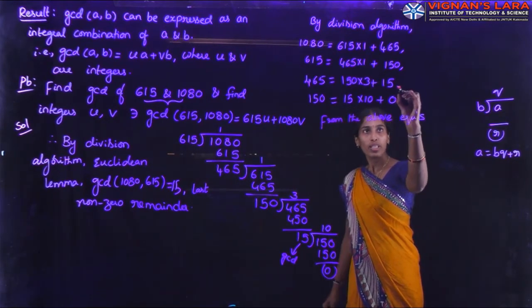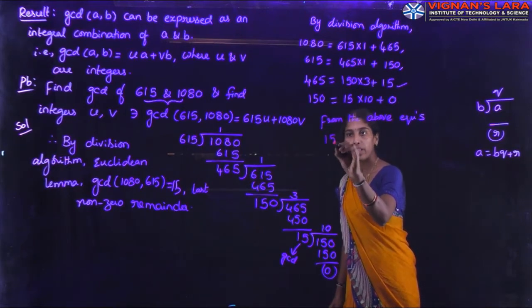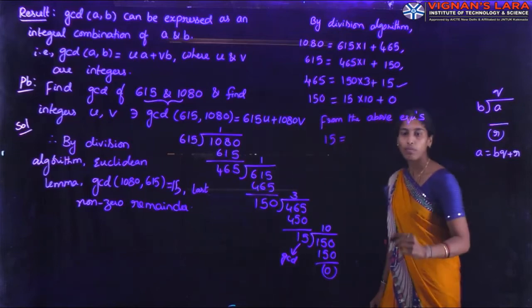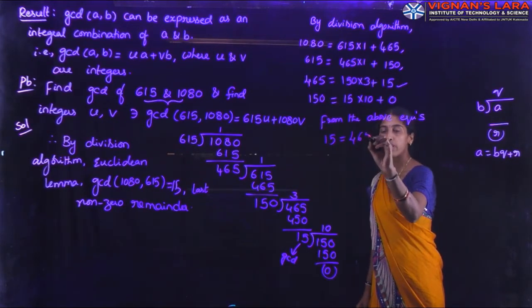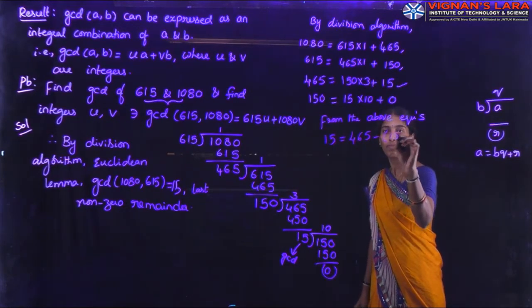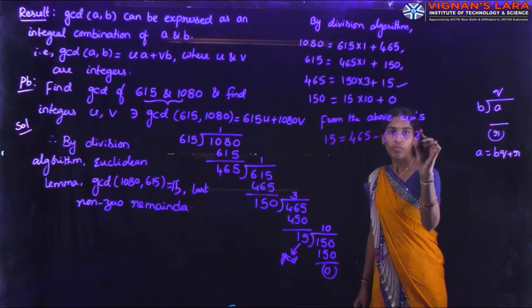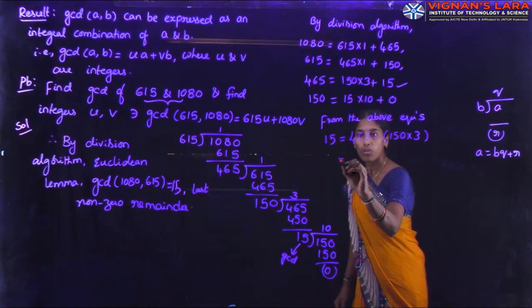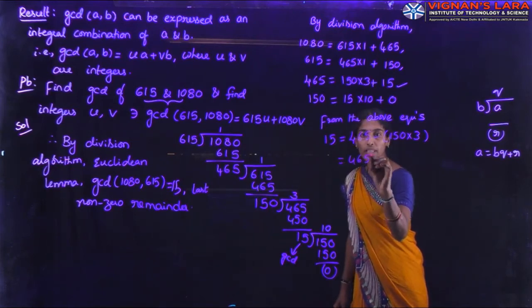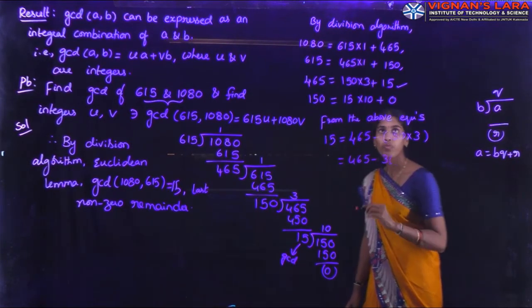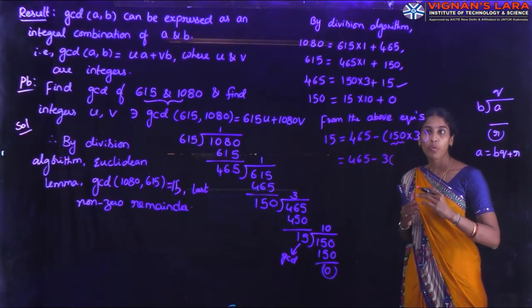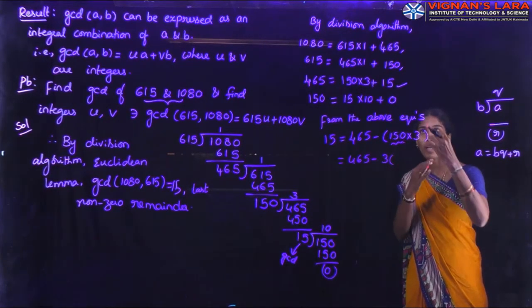Using this step, we can write 15 is equal to, take this term to the other side, it becomes 465 minus 150 into 3. So, 465 minus 3 into this 150. We need to proceed step by step.